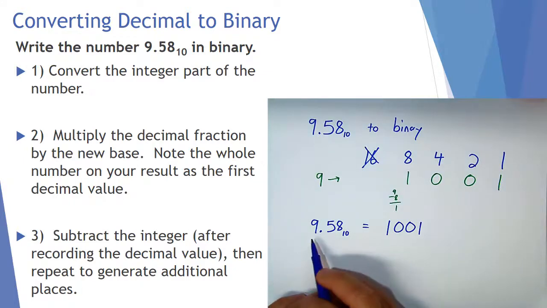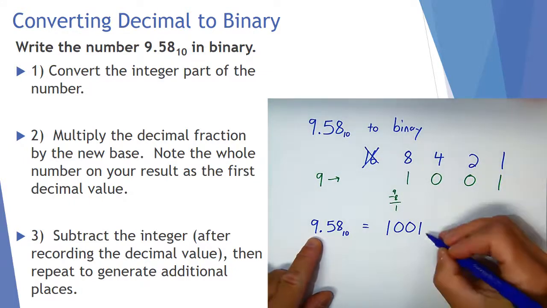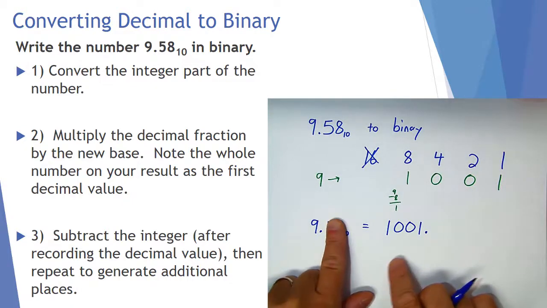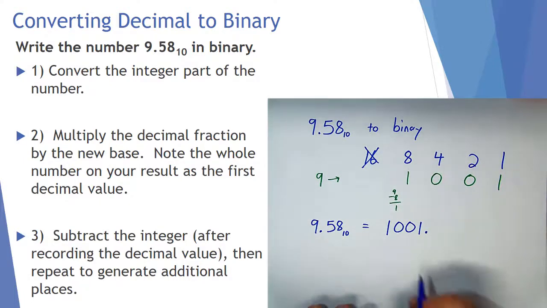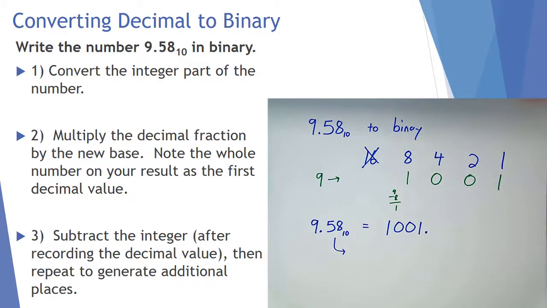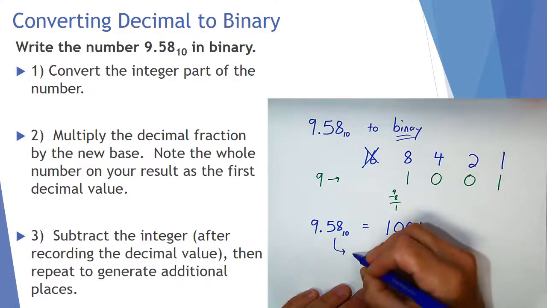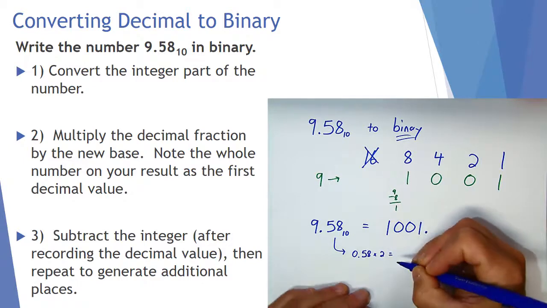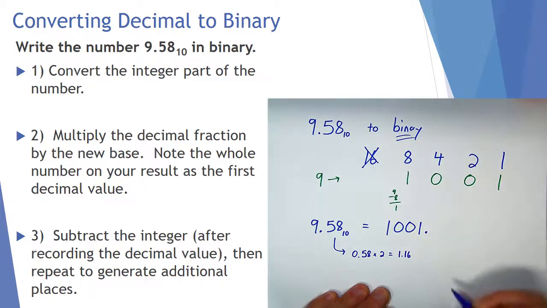So at this point we know 9.58 is going to be 1001, that's the 9, and that's where our binary point will go. Now the question is really, how do we convert the 0.58 to binary? That's actually pretty easy. Here's what we're going to do. We're going to take that decimal part in step 2. We're going to multiply that decimal by our new base. So since we're going to binary, we're going to use base 2. We're going to take 0.58 and multiply it by 2. And if you do that on your calculator, you will get 1.16.